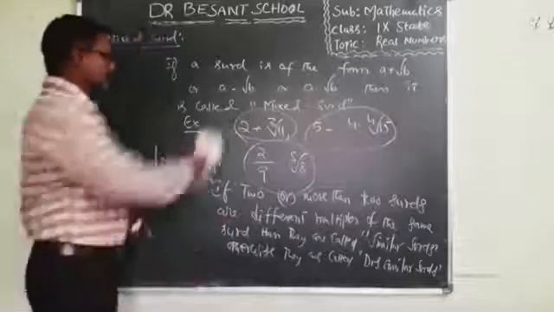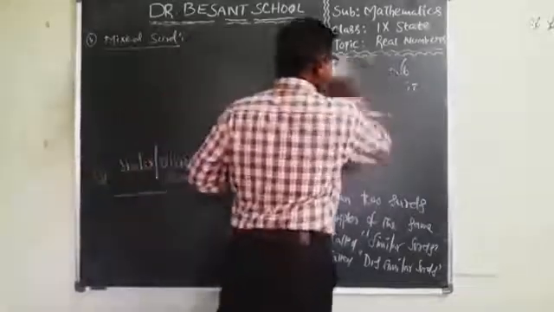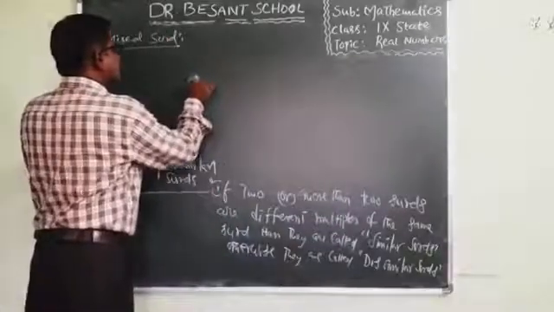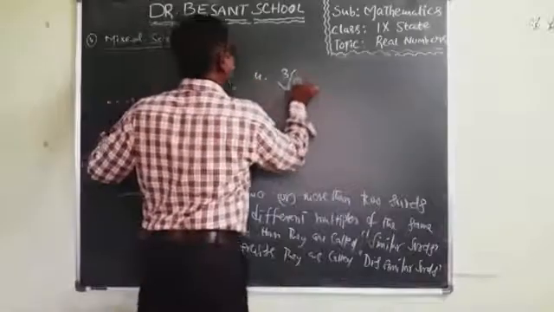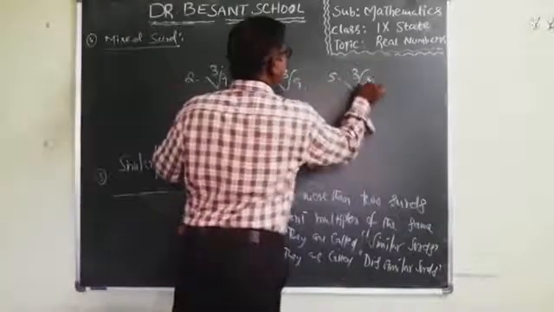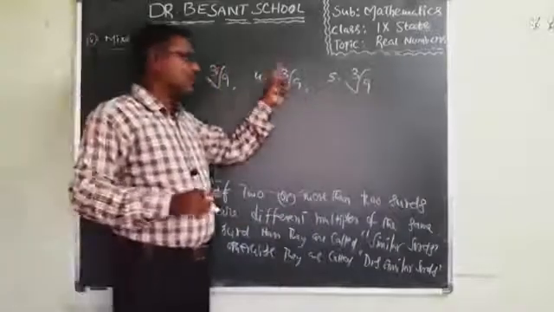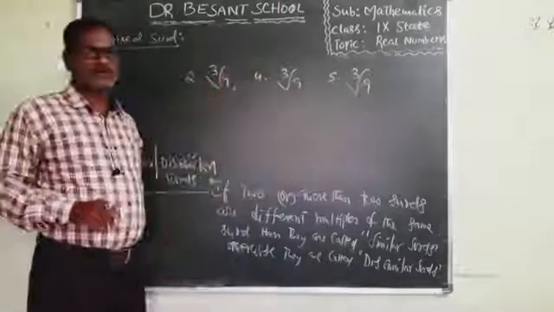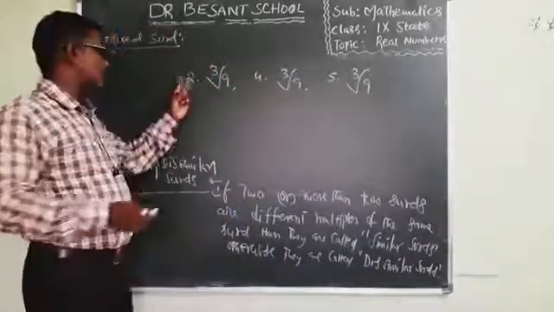Okay, children. So let me write examples for similar surds and also dissimilar surds. For example, 2 into cube root of 9, comma, 4 into cube root of 9, comma, 5 into cube root of 9. What is the common surd among all these? Cube root 9. What are the multiples? 2, 4, 5.